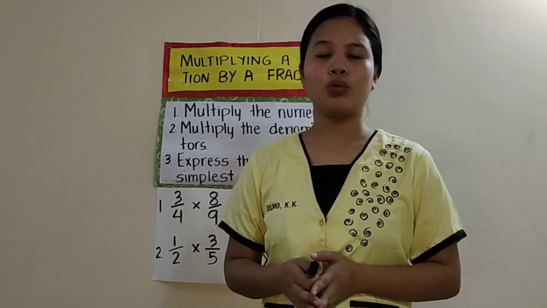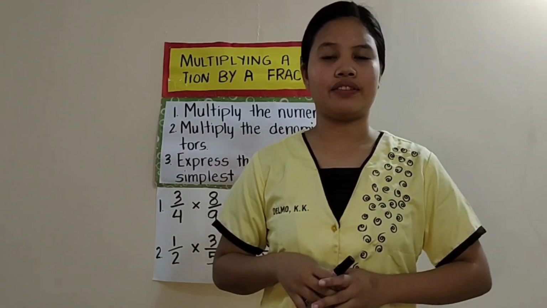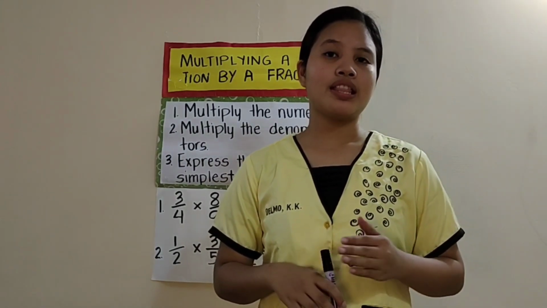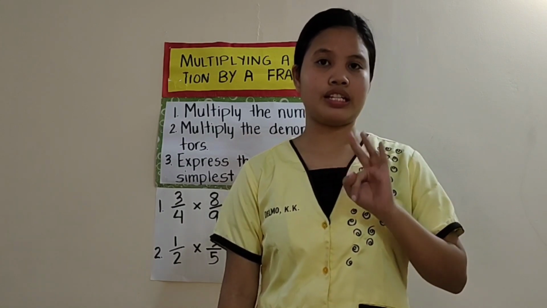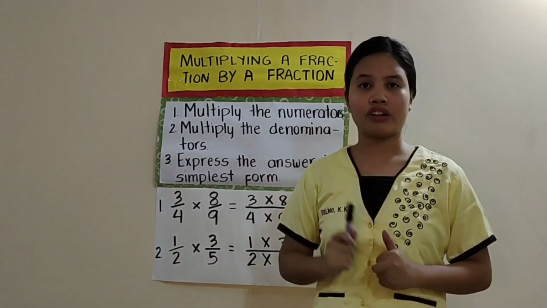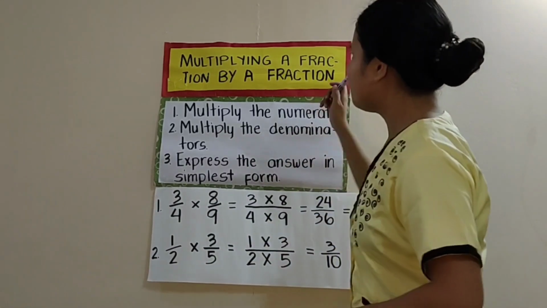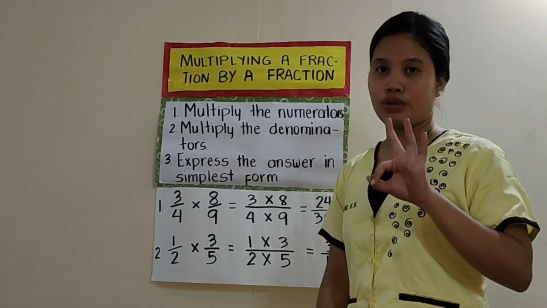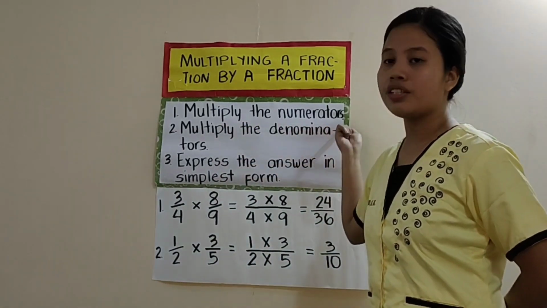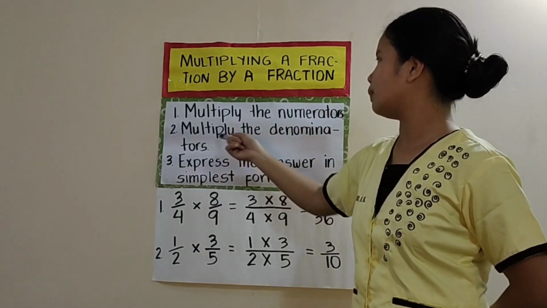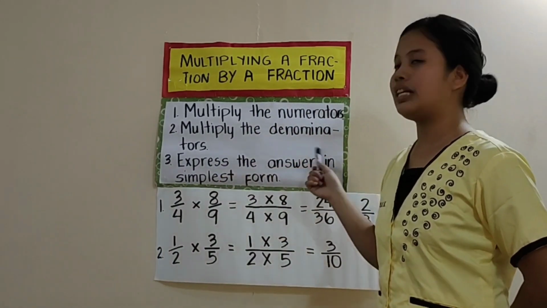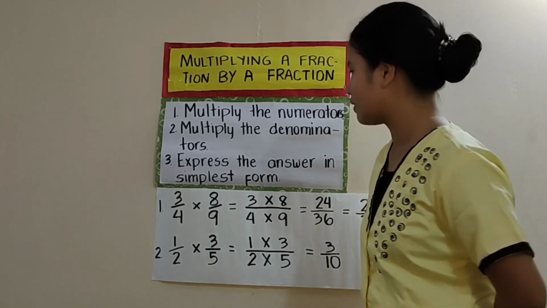Okay, so we are now in lesson 5, which is multiplication of fractions. In this lesson, we have 3 categories. The first one is multiplying a fraction by a fraction. Now in multiplying a fraction by a fraction, we have 3 steps. The first one is to multiply the numerators. Second is to multiply the denominators. And the third one is express the answer in simplest form.